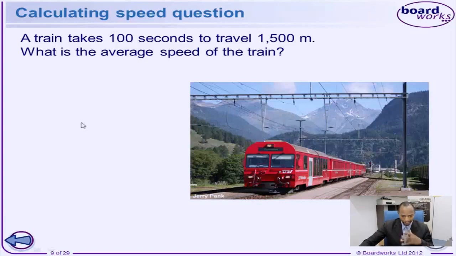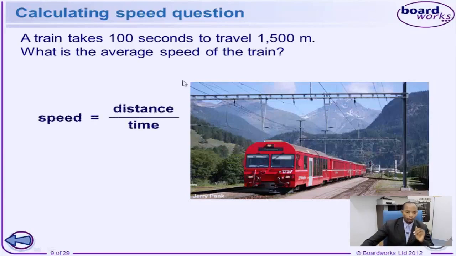For example, we're going to take a look at this example. A train takes 100 seconds to travel a distance of 1,500 meters. What is the average speed of the train? Remember we said that speed is mathematically represented as the total distance traveled by an object divided by the total time taken by the same object. It therefore means that speed is equal to the distance moved over the time taken.